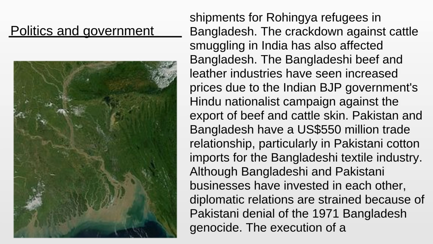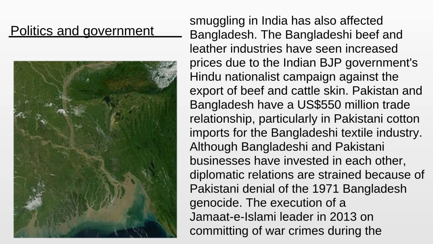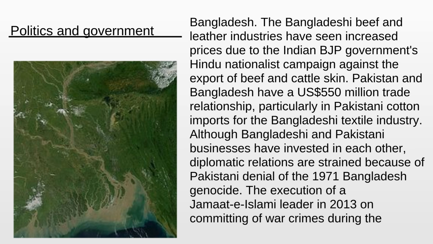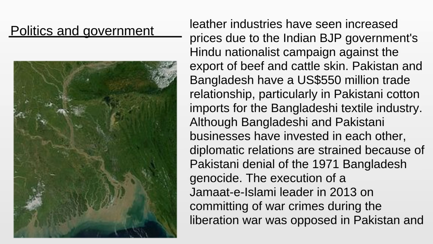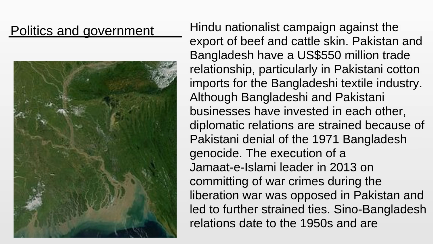The crackdown against cattle smuggling in India has also affected Bangladesh. The Bangladeshi beef and leather industries have seen increased prices due to the Indian BJP government's Hindu nationalist campaign against the export of beef and cattle skin.